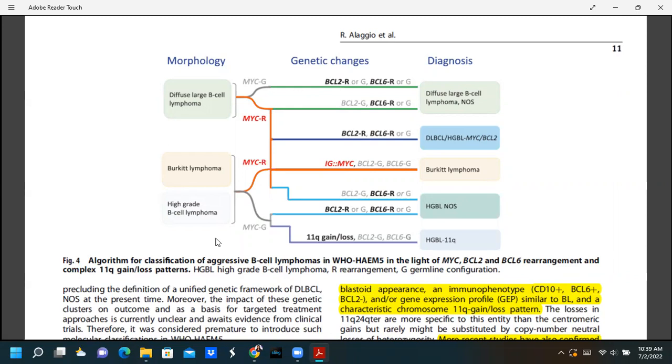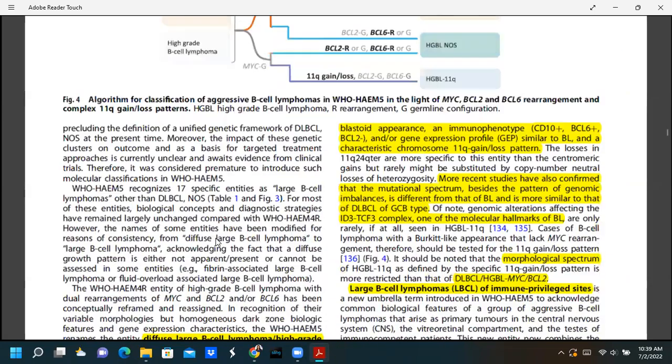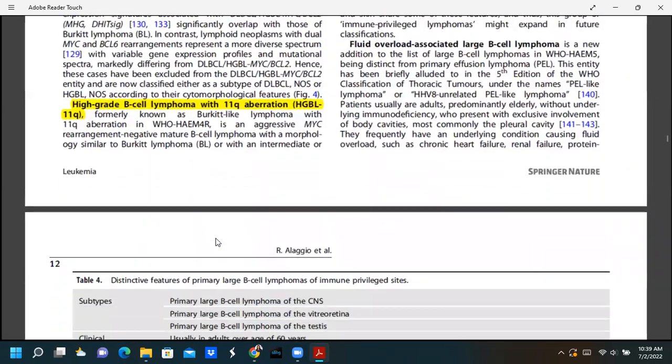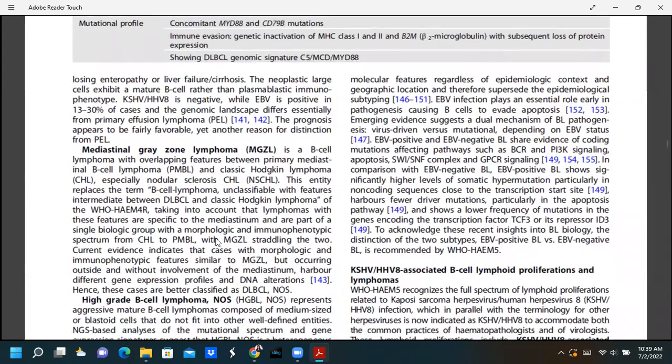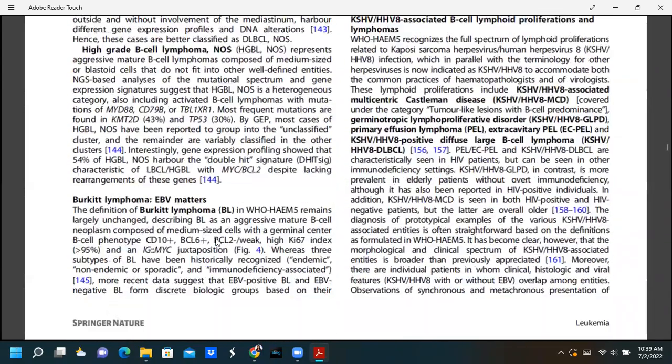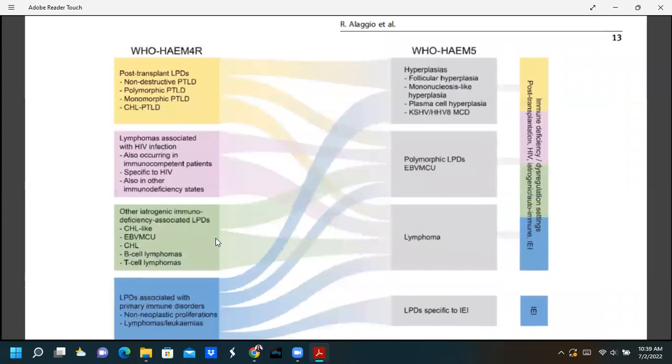Okay. Any other important considerations? Let's see, the CNS type and fluid overload type. Mediastinal, KSHV, EBV.